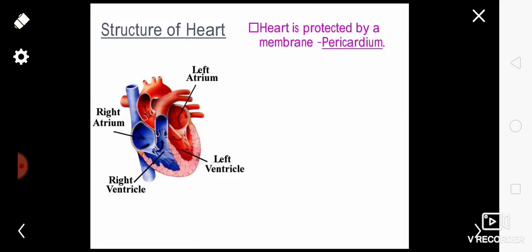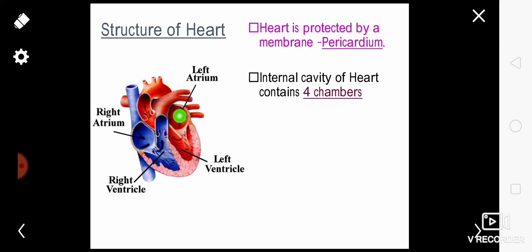Structure of the heart. The heart is protected by a membrane known as pericardium. The outermost membrane which protects the heart is known as pericardium, the pericardial membrane, seen outside the heart. The internal cavity of the heart can be divided into 4 chambers. You can see in this diagram 4 chambers: first chamber, second chamber, third chamber and fourth chamber.